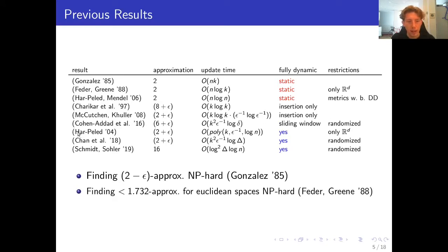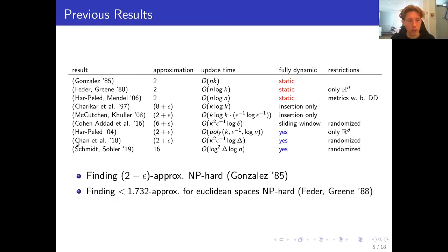Then there is an implicit result by Har-Peled. They obtained in 2004 already a fully dynamic result with 2 plus epsilon, where the update time is some polynomial in k, epsilon to the -1 and log n, but they do not specify the polynomial in the paper. I just mention that they obtained this result. And the restriction here is that it only works in R^D.